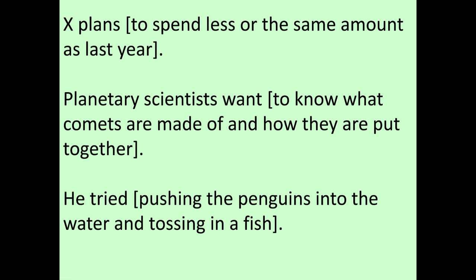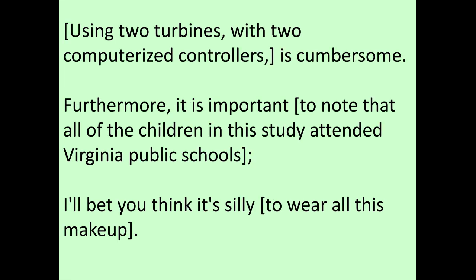So those are the cases where the subject is syntactically determined, and we do in fact know for sure who it is. And here are some cases where it's not, because that doesn't always happen. Using two turbines with two computerized controllers is cumbersome. Now, who is using two turbines? We have no idea. And in fact, we do not care, right?